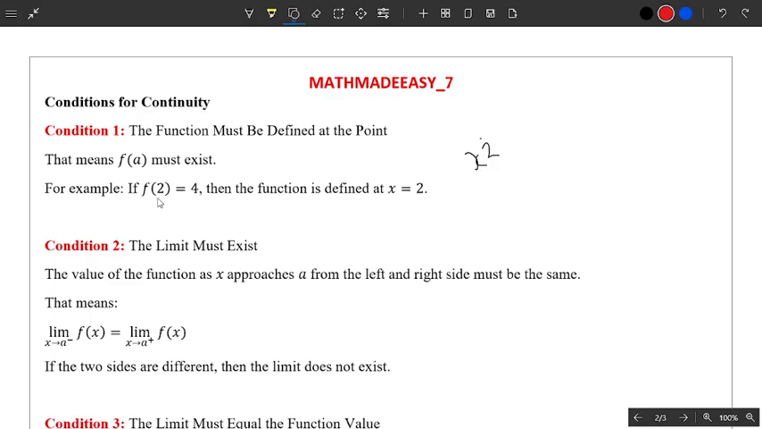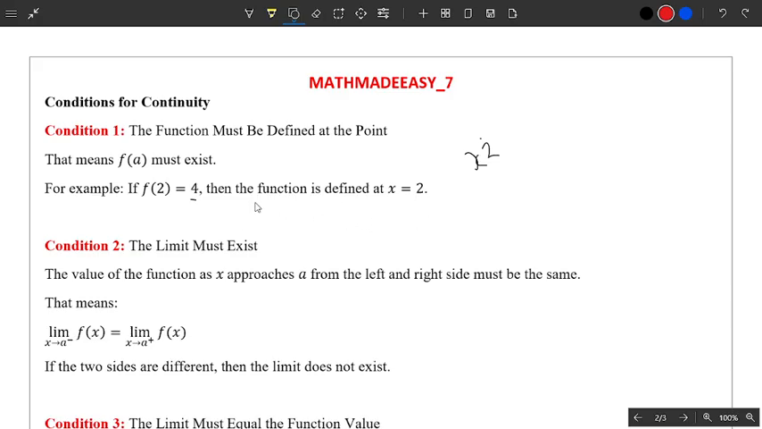Then, if I have 2, let's say it is the function at a point, 2. If I take the functional value, let's say I substitute 2 into this function here, and I get 4, then the function is defined at x equal to 2. You can see that we are getting a value, right?